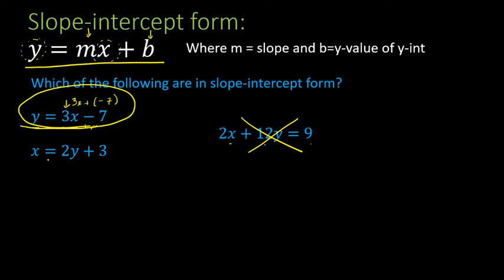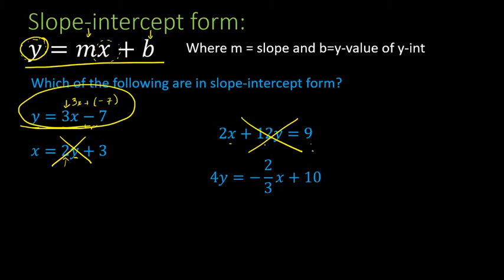Okay, what about this one? We have x equals 2y plus 3. This is not in slope-intercept form. Notice that to be in slope-intercept form, you have to have y by itself on one side of the equation. This y has a coefficient attached, and it's not by itself. This is not in slope-intercept form.